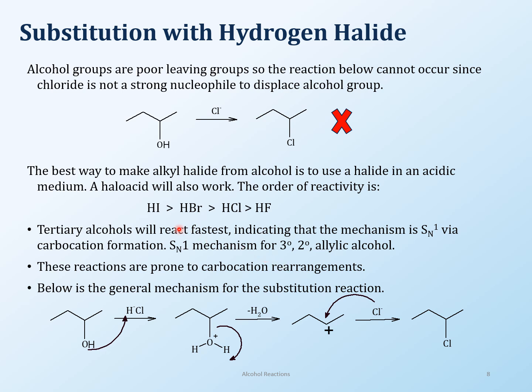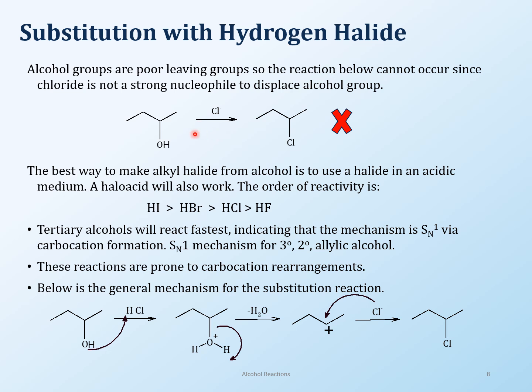Now let's talk about substitution with hydrogen halide. Substitution is a very common kind of reaction that we have done. So for example, if you take an alcohol group and you want to do substitution and turn the OH into a chloride, this reaction does not happen. If you write the chloride like this, it would mean that it is coming from something like sodium chloride or potassium chloride.